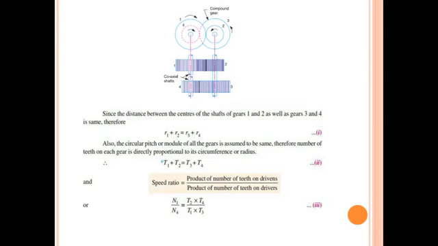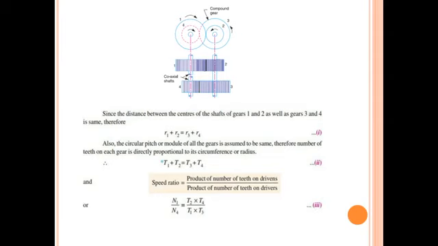How can I write this? Because the circular pitch or module of all gears is assumed to be the same. If two gears are in mesh, remember that the circular pitch or module of these two gears will be the same. Therefore, here for gears 1 and 2, and for 3 and 4, circular pitch and module will be the same. Therefore, I can convert this radius in terms of teeth directly, that is T1 plus T2 is equal to T3 plus T4. Remember this because while solving problems we require these relations.